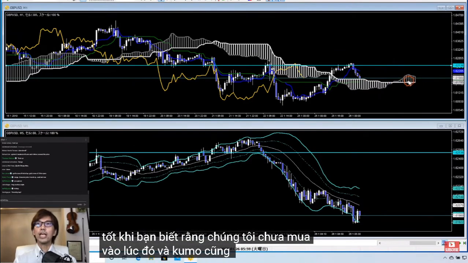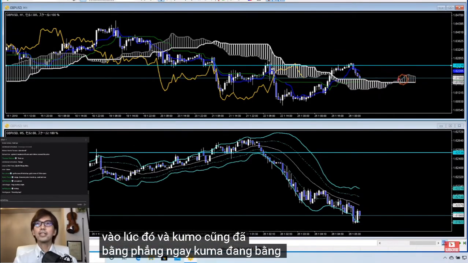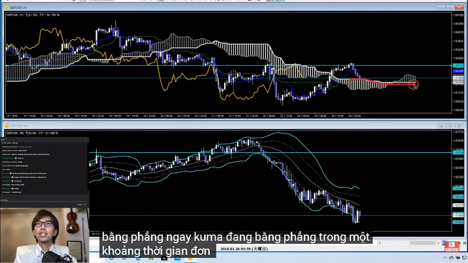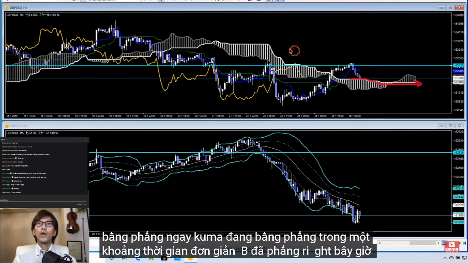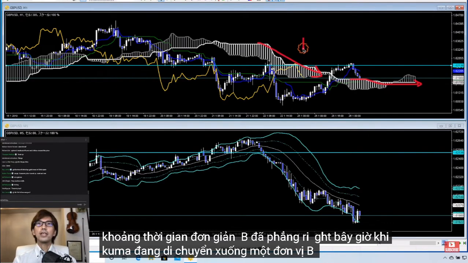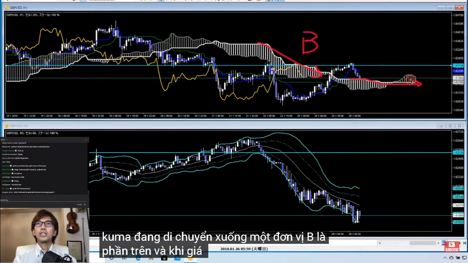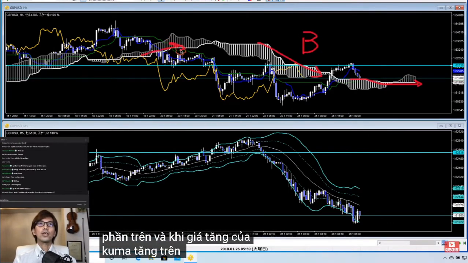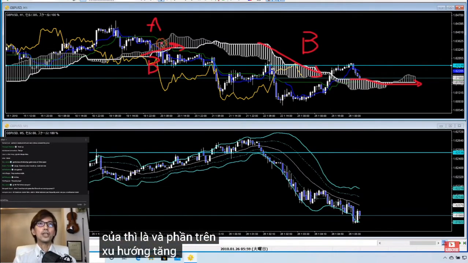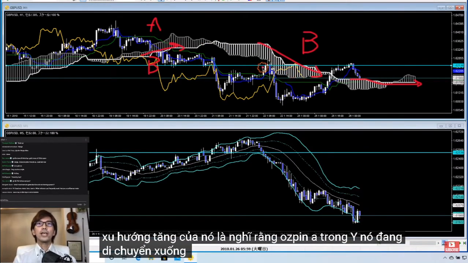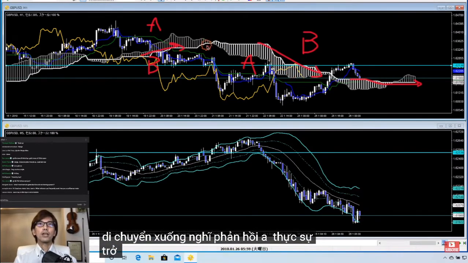And also the Kumo has been flat, right? Kumo being flat, and Senko span B has been flat right now. When the Kumo is moving down, Senko span B is the upper part, and when it's the bullish Kumo, Senko span B is the lower part of the Kumo. And the upper part in an uptrend is Senko span A, and while it's moving down, Senko span A actually becomes the lower part of the Kumo.